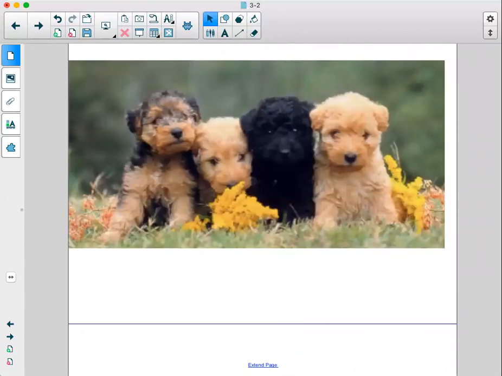And that is it for the introduction to congruent shapes. So I will leave you with these puppies and wish you a wonderful day.